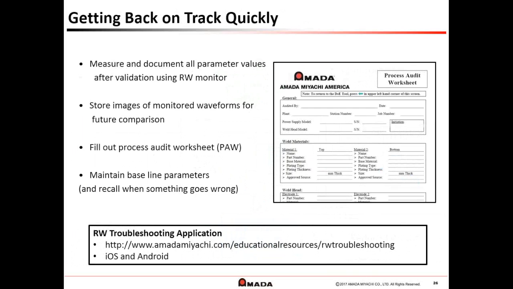So getting back on track quickly. How do we get our process back on track quickly if something goes wrong? And if you follow these instructions, it'll get you back on track very quickly. You have to do your homework. You have to measure and document all your parameter values after validation using the resistance welding monitor. Store those images of the monitored waveforms and compare them in the future if you're having problems.